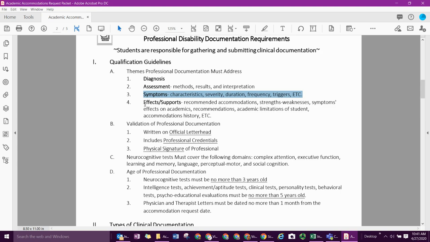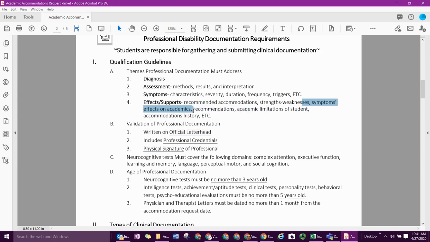Finally, another theme is the effects and supports. So specifically understanding how the disabilities affected your academics. Recommended accommodations are helpful. A history of accommodations that have been used and work, and those that don't work. Strengths and weaknesses, many times as part of the assessment and evaluation process.